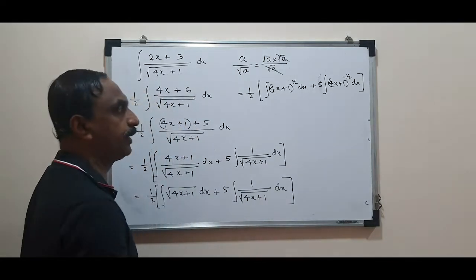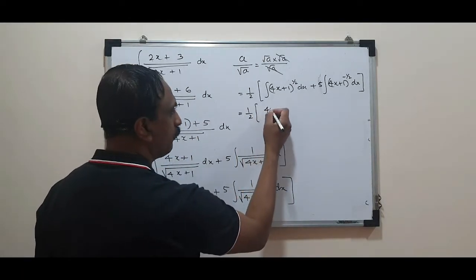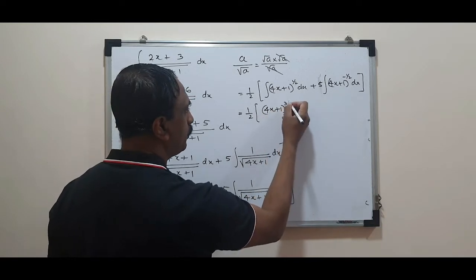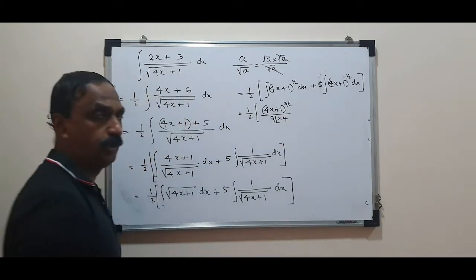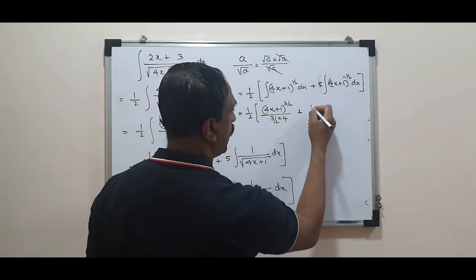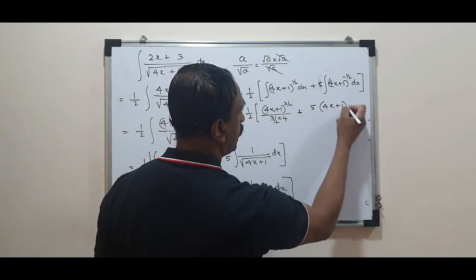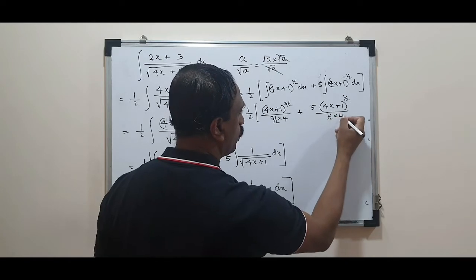Actually, there is a direct formula. It is better to apply the direct formula. But initially, let me use this. (4x plus 1) raised to 3 by 2 upon 3 by 2 into 4. From where did I get that 4? 4 is the coefficient of x. Again here, 5 into (4x plus 1) raised to minus half plus 1 is half, upon half into 4, plus C.